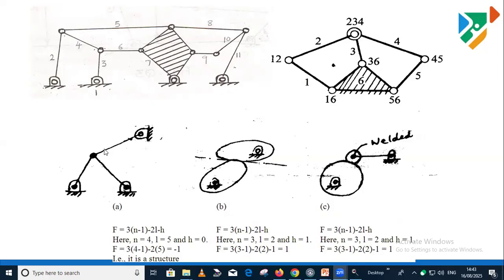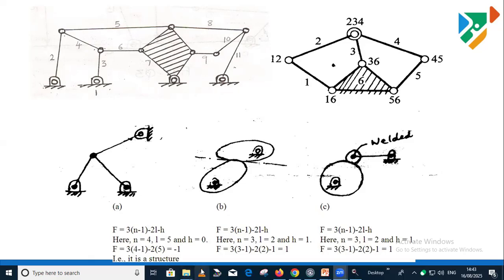Then the next part is to look at the flow for this mechanism. Suppose three links are connected at a single point. There will be two joints we have to consider. For such an arrangement, this is the first link, second link, third link, fourth link, so the number of links is 4. The lower pairs are 1, 2, 3, 4, and 5, so the number of lower pairs is 5.